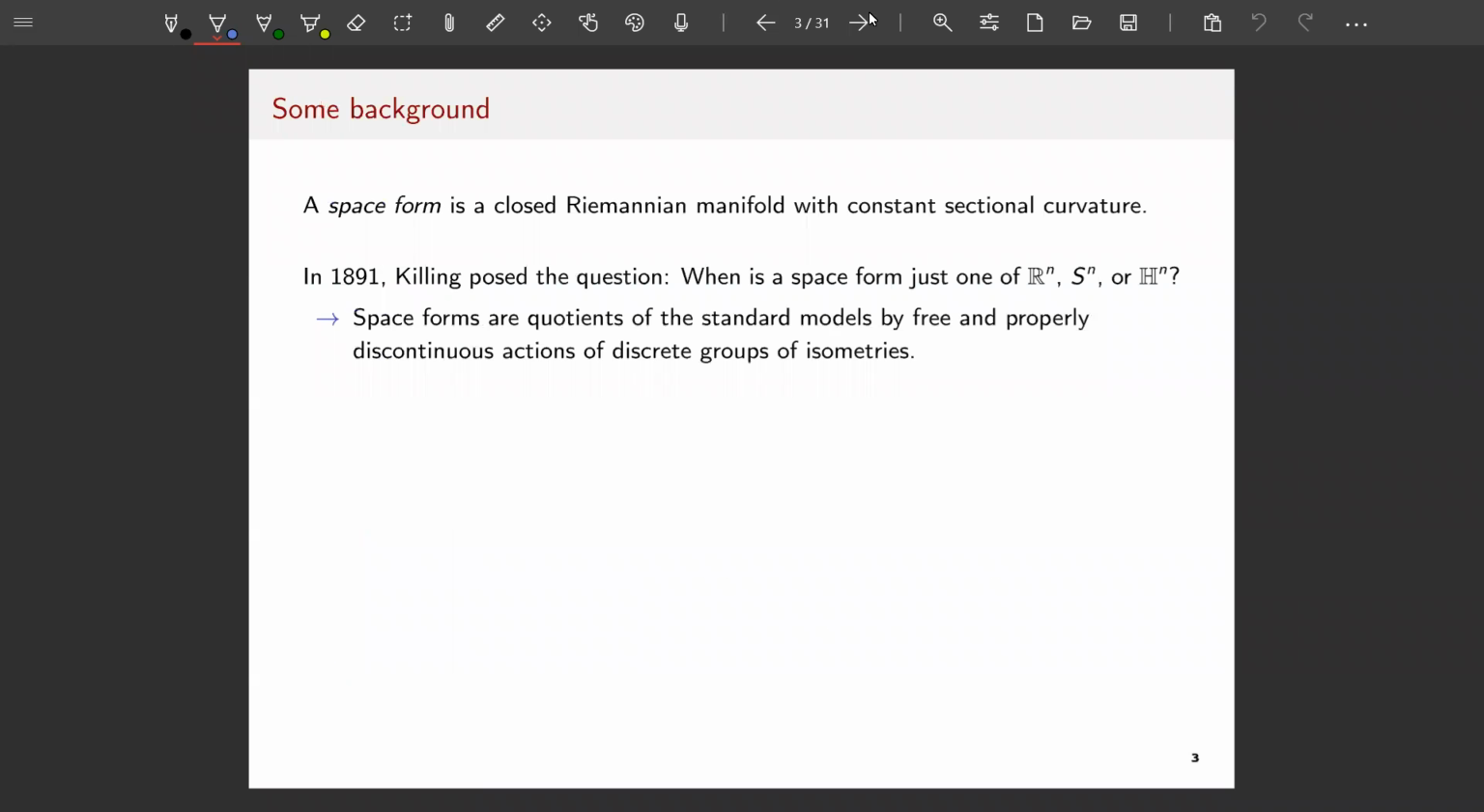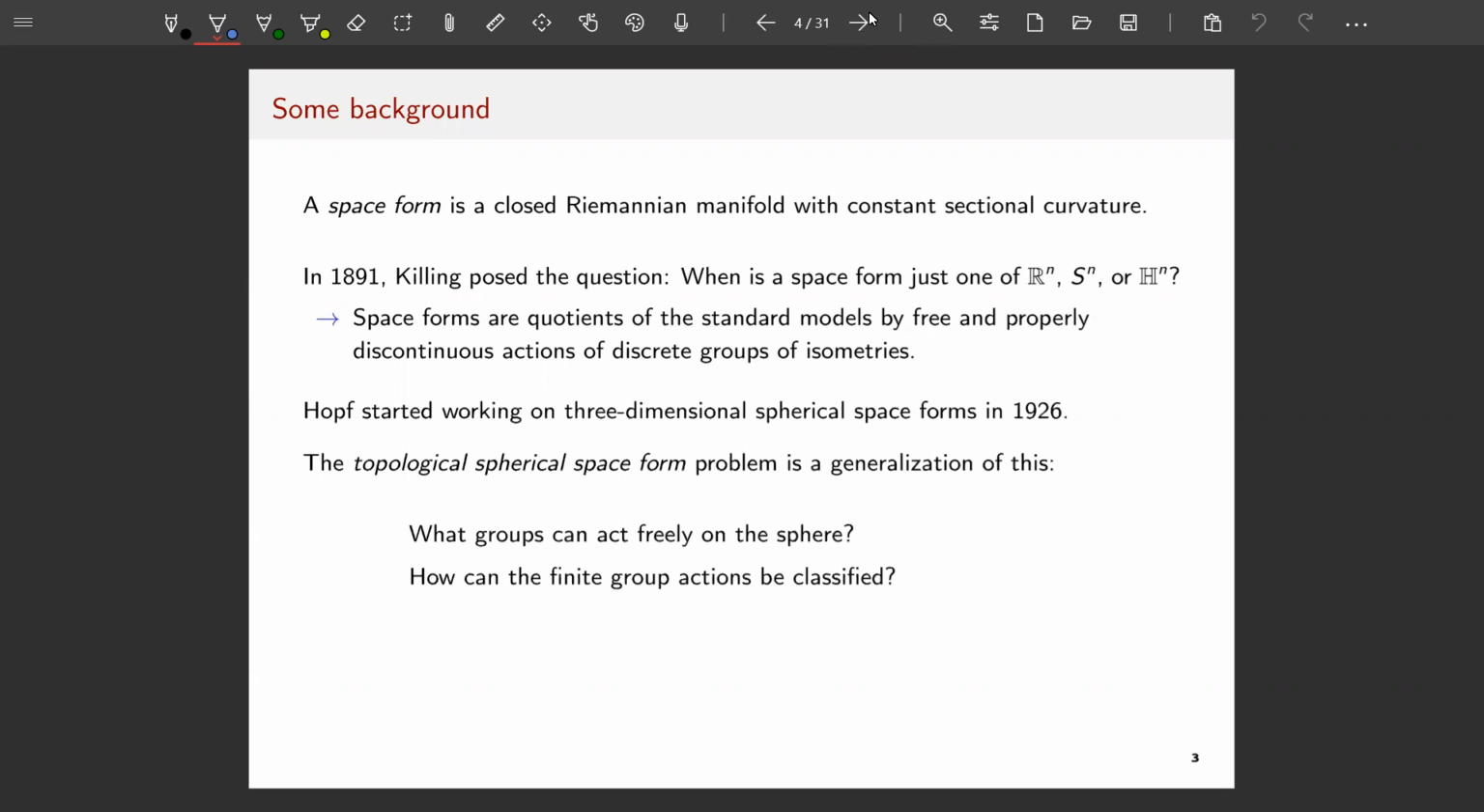Okay, so what is a spaceform? This goes all the way back to the 1890s. A spaceform is a closed Riemannian manifold with constant sectional curvature. It turns out the spaceforms are quotients of the standard models, so Euclidean space, spheres, and hyperbolic space, by free and properly discontinuous actions of discrete groups of isometries.